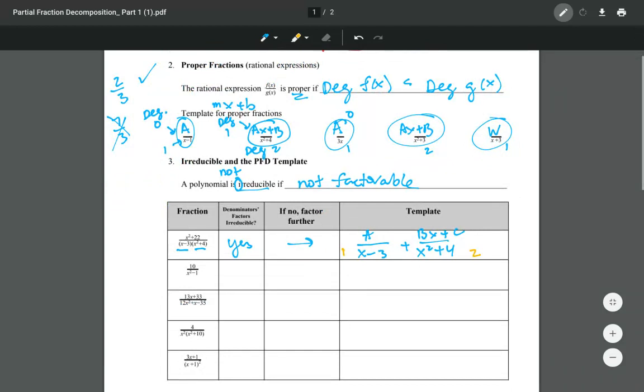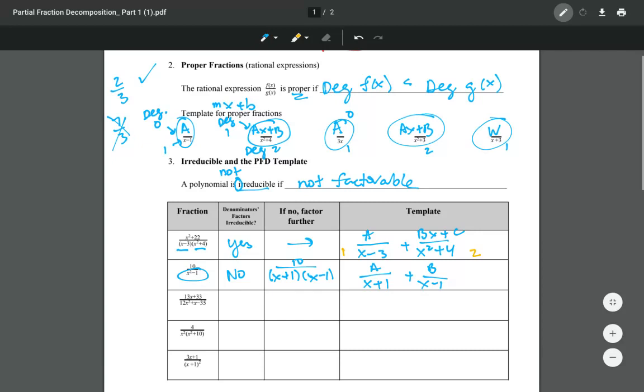Okay, next. Is my denominator irreducible? No, I can reduce this guy further. So no, I am not done with that one. I can reduce this one further into x plus 1, x minus 1. That's an x with a 10 in my numerator. So as I break this one down into the template, x plus 1, x minus 1, these are both degree 1. So I just want constants in the numerator, A and B.